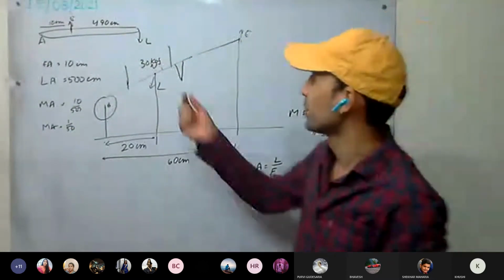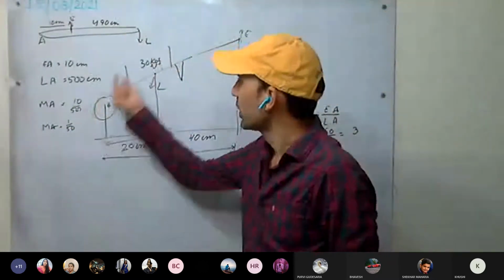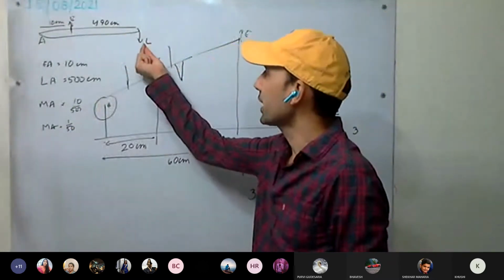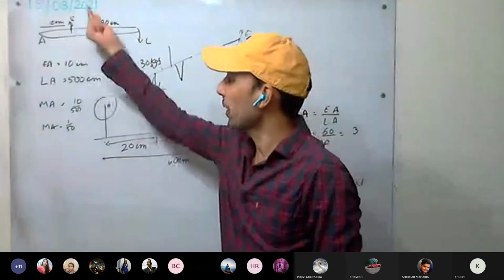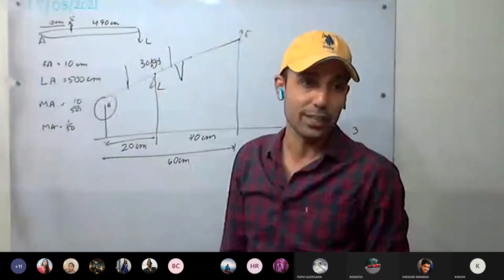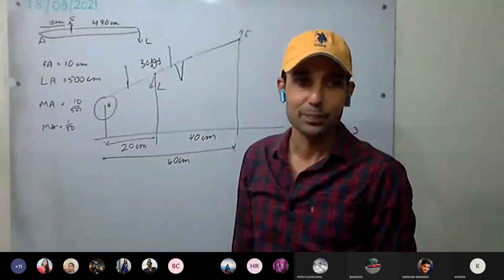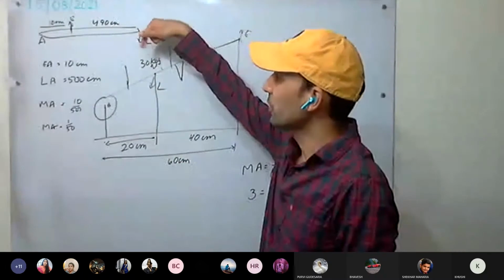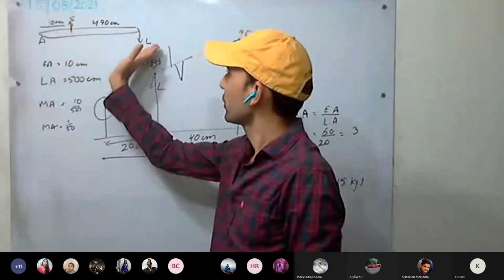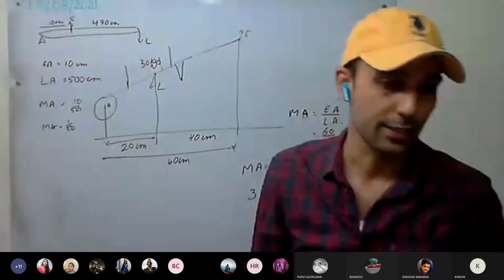It means if 1 kgf is the load, how much do you have to apply? 50 kgf to lift that up. If 1 kgf is the load, you have to apply 50 kgf to lift it up, to balance that, okay?